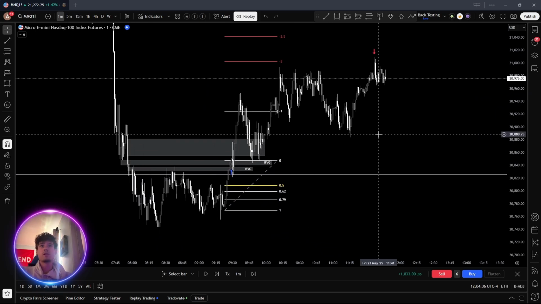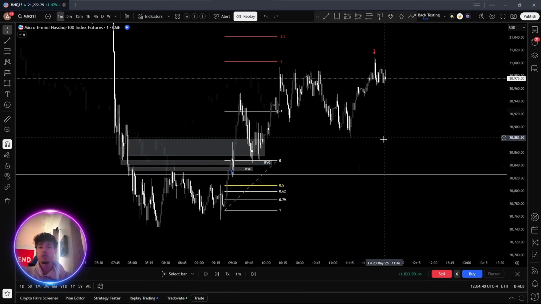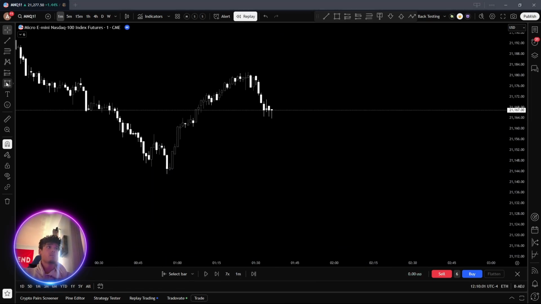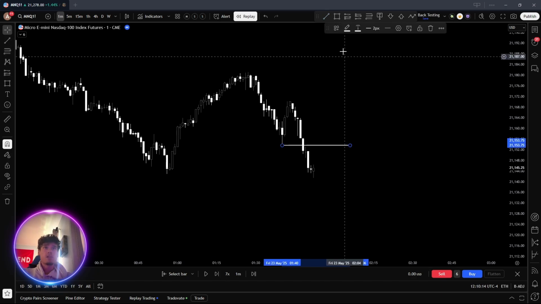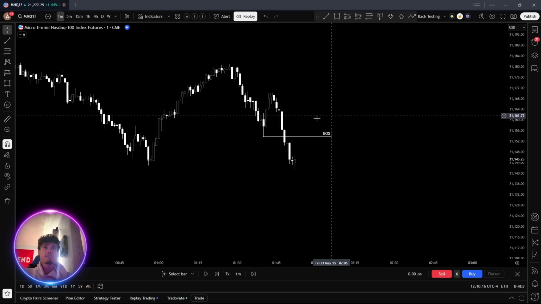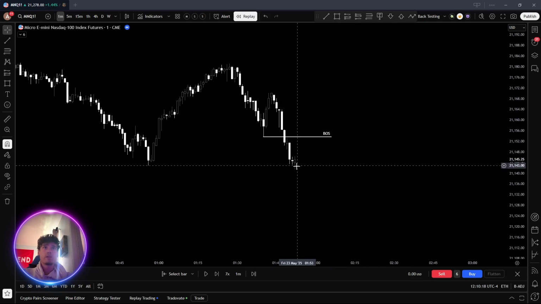Now, second strategy, we're going to be looking at the break of structure and retest of the fair value gap with a nice discount area. Now, this would be our second example, the break of structure. We can see, let's go forward in time a bit. So right here we have our break of structure. Very strong, clean break right through the low over here.